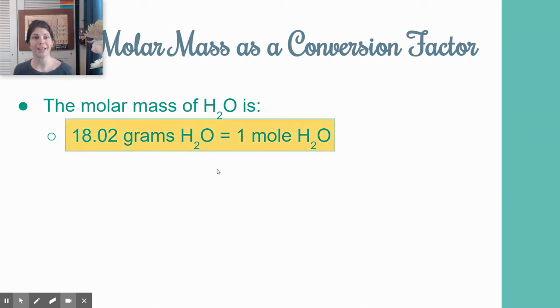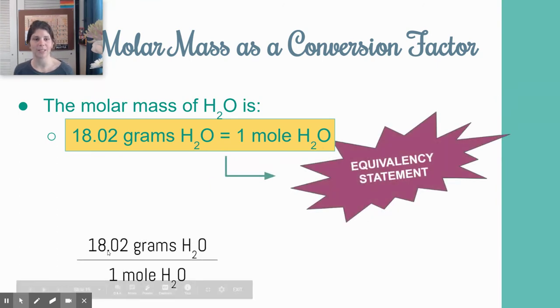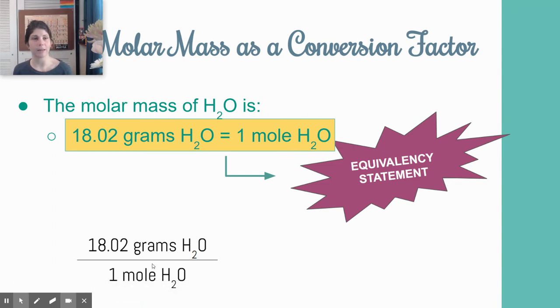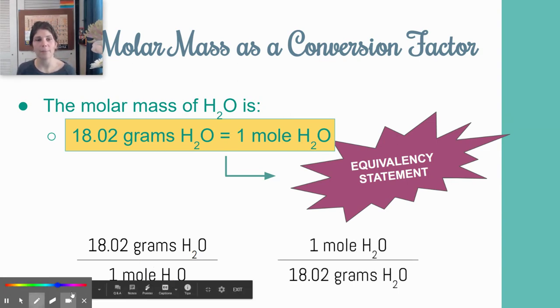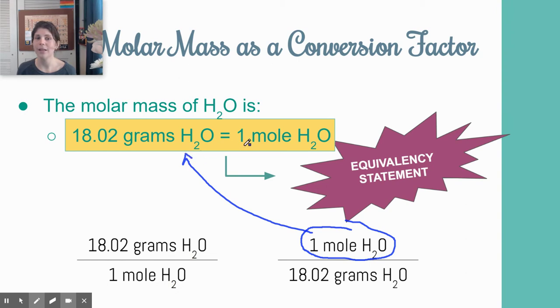I believe I'm highlighting it to point to the fact that it is an equivalency statement that we can write conversion factors from. And one of those conversion factors would say 18 grams of water is in 1 mole of water. What's the other equivalency statement that we could write? We could flip it upside down and say 1 mole of water is equal to 18 grams of water. Because remember, 1 mole is equal to 18 grams. We know that 1 mole is equal to 18 grams.